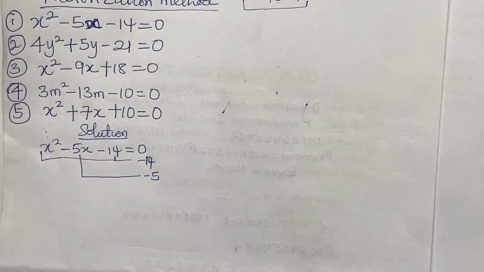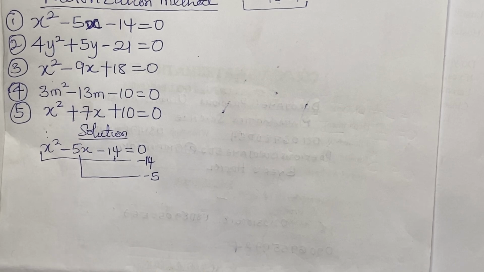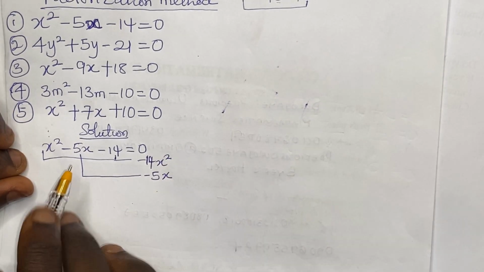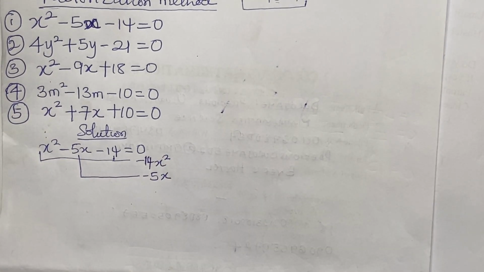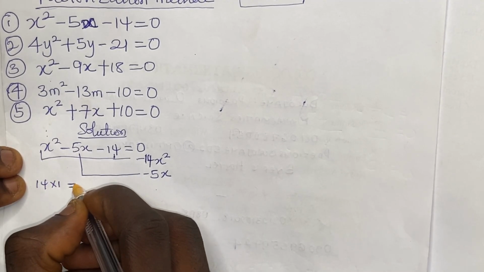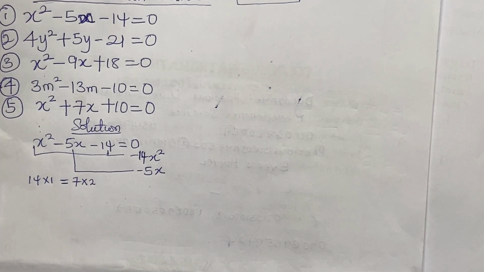Now you will think of two numbers that you will multiply that will give you minus 14, and when you add them up you will get minus 5. You can also put x squared here and x here, since that is what is there, but those are not really part of what you are considering. What you are really considering is the number part. So what are the two numbers you multiply together that will give you 14? That's the first thing. So we have 14 times 1. We also have 7 times 2. We know that these are the factors of 14.